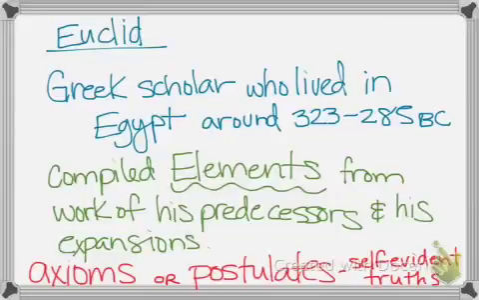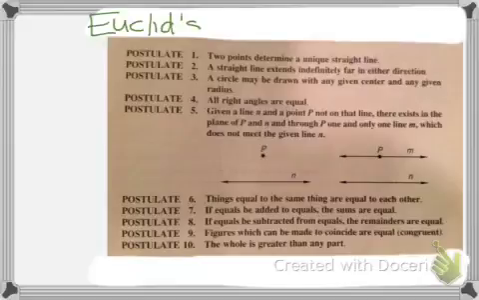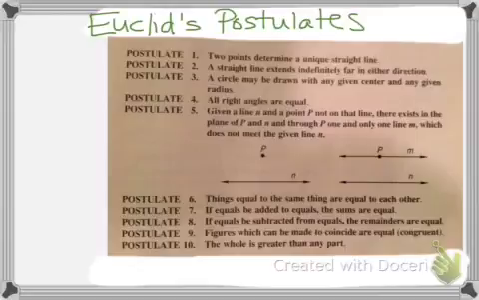In Euclid's Elements, he came up with axioms, or what we call postulates, that are self-evident truths. They're basically things that are true no matter what. So we have Euclid's postulates here. They've been narrowed down to 10. We'll just go through them really quick. Postulate number 1 says that 2 points determine a unique straight line.